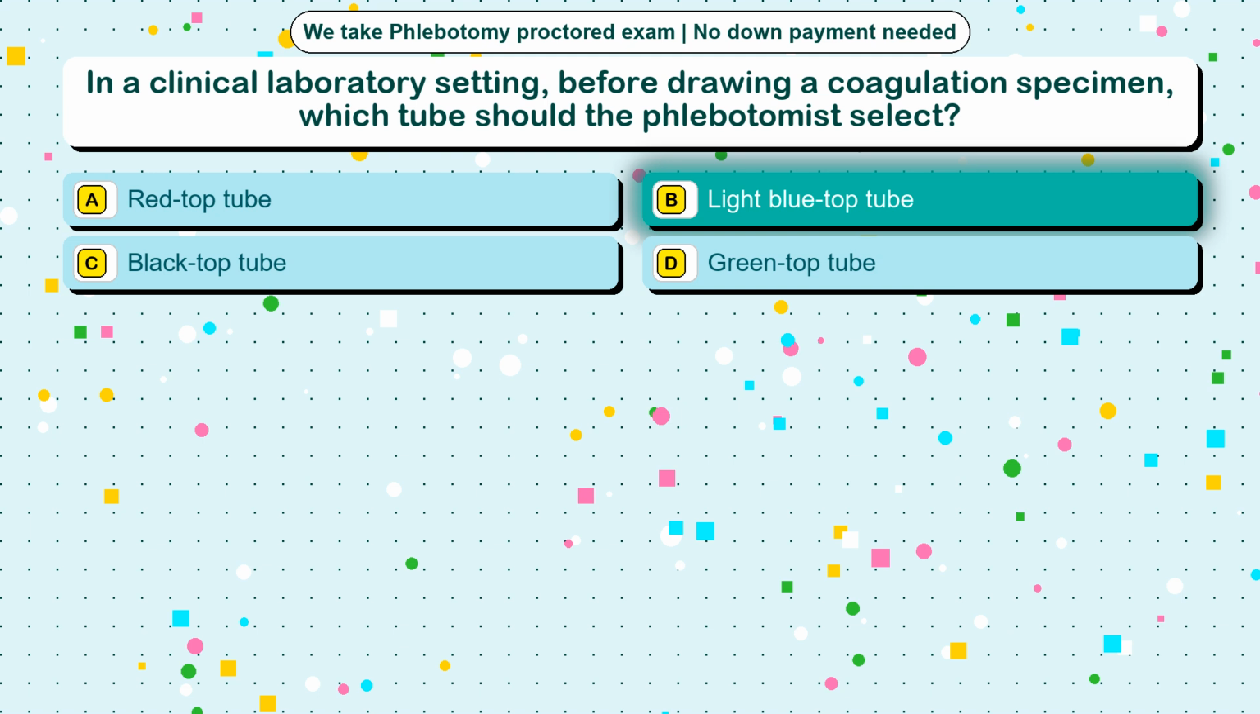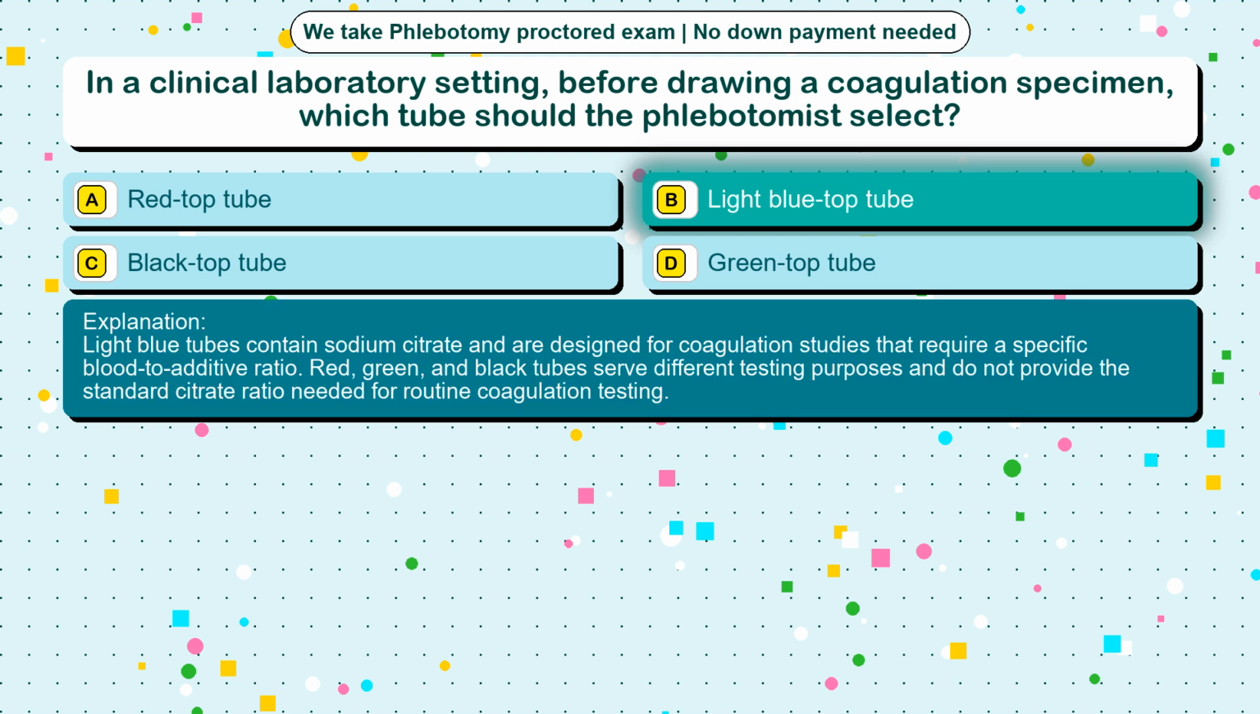Light blue top tube. Light blue tubes contain sodium citrate and are designed for coagulation studies that require a specific blood-to-additive ratio. Red, green, and black tubes serve different testing purposes and do not provide the standard citrate ratio needed for routine coagulation testing. Question 58.